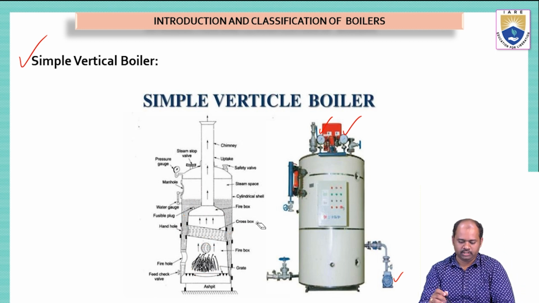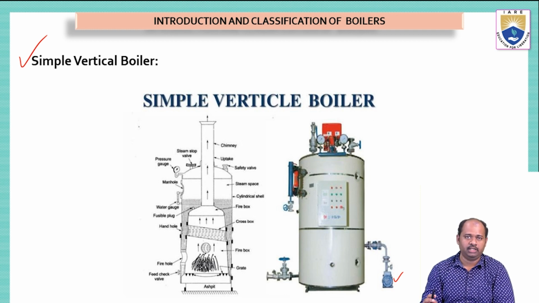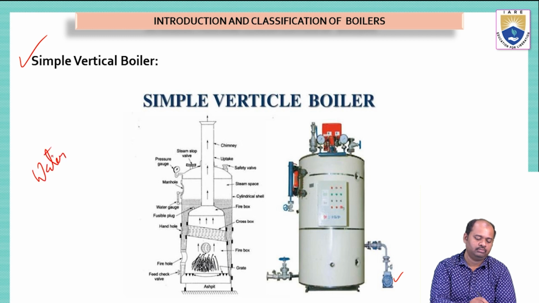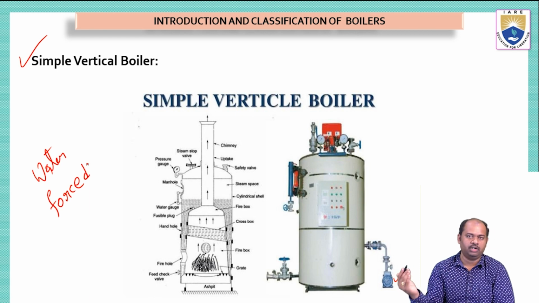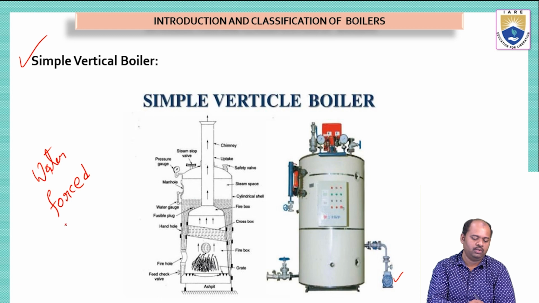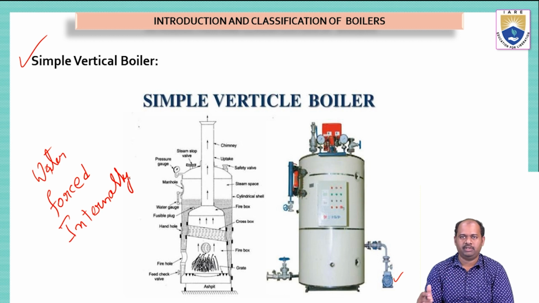Now we'll see what are the features of this simple vertical boiler. So far we have understood that the simple vertical boiler is a water tube boiler, and forced convection is done here. That means the water is forced into the tube with the help of a pump. And this is also an internally fired boiler, based on the previous classifications we have studied. So this is the classification: this is a water tube, forced convection, and internally fired boiler.